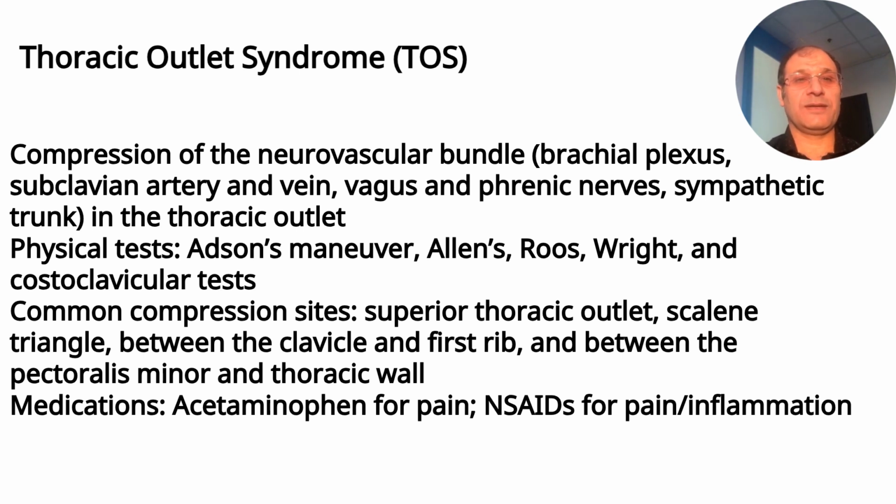Adson's maneuver, Allen's, Roos, Wright, and costoclavicular tests are the main physical tests for thoracic outlet syndrome assessment. The superior thoracic outlet, the scalene triangle between the clavicle and first rib, and the space between the pectoralis minor and thoracic wall are the common compression sites. Acetaminophen for pain and NSAIDs for pain and inflammation are used.